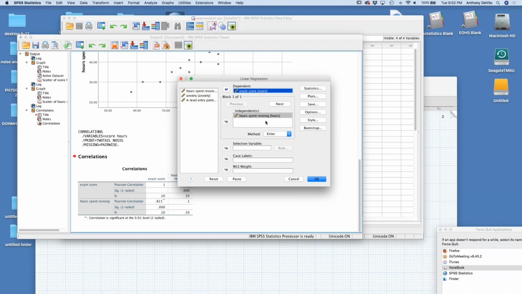Okay, so I'm going to leave this on method Enter. There are a couple of other choices here.